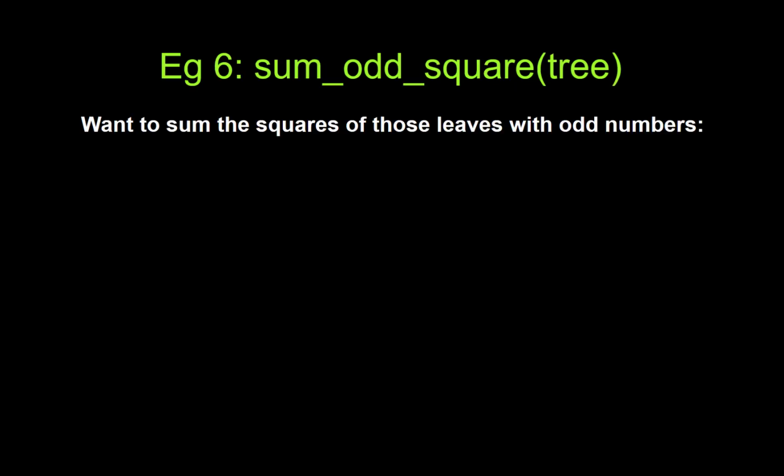Let's see another use of tree flatten. We want to find out the sum of squares of those leaves with odd numbers. So this is a tree with numbers. We only want those leaves that are odd. We want to square them and to sum them up.